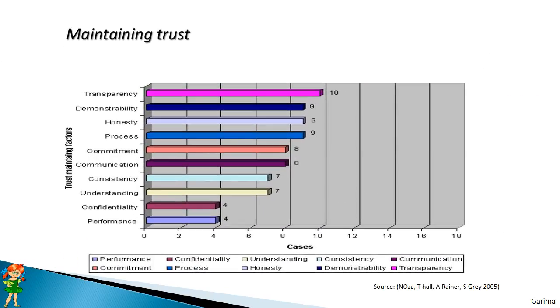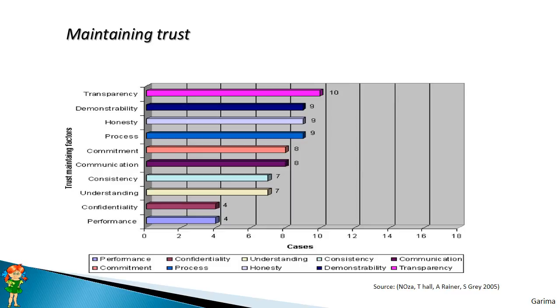Now let's have a look at the trust maintaining factors. As you can see in the graph as well, there are some trust maintaining factors mentioned. First is performance, confidentiality, understanding, consistency, communication, commitment, process, honesty, demonstrability and transparency. Confidentiality and performance are given the lowest among all. But transparency over here is considered to be at the peak position. For maintaining trust between client and vendor, transparency is very important.